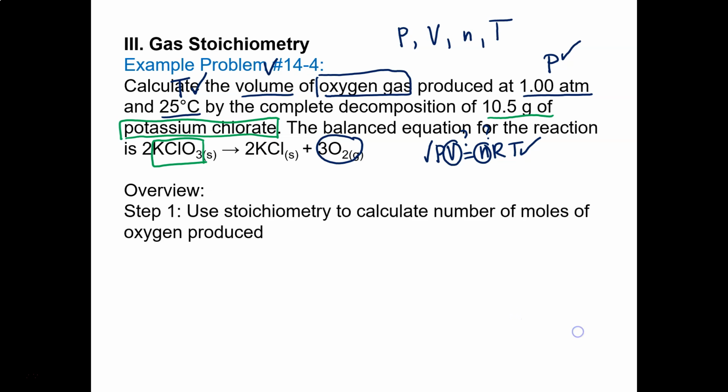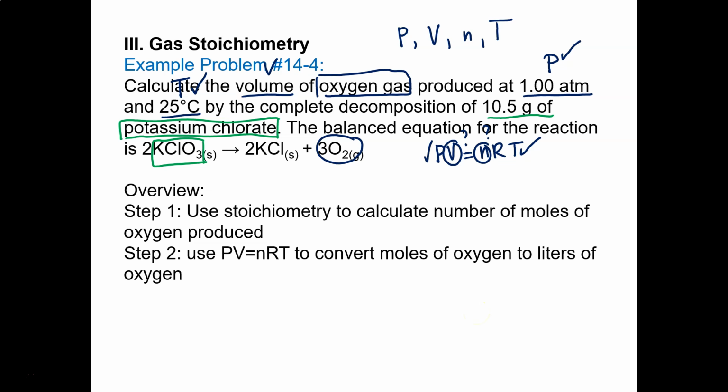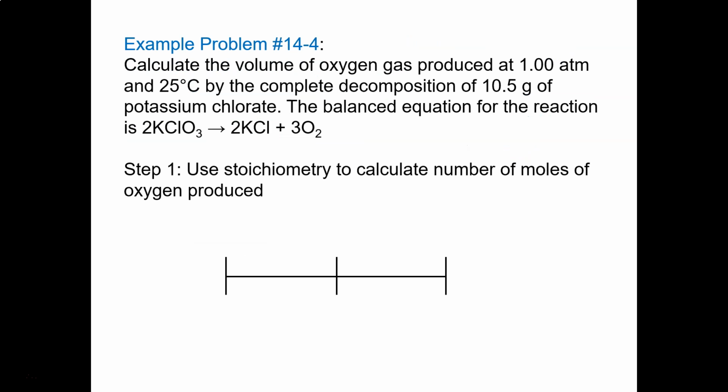So here's an overview. Step number 1, use stoichiometry to calculate the number of moles of oxygen produced. And then you can use that to plug into PV equals nRT to convert the moles of oxygen to liters of oxygen. So let's go ahead and see how that would actually work out.